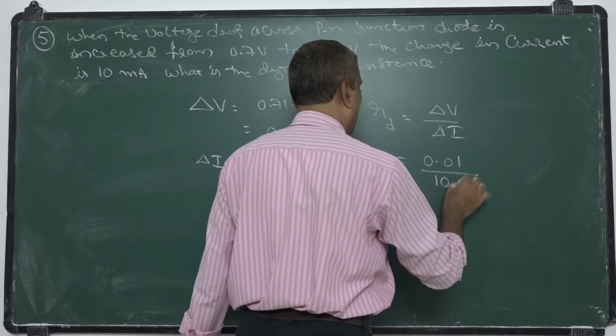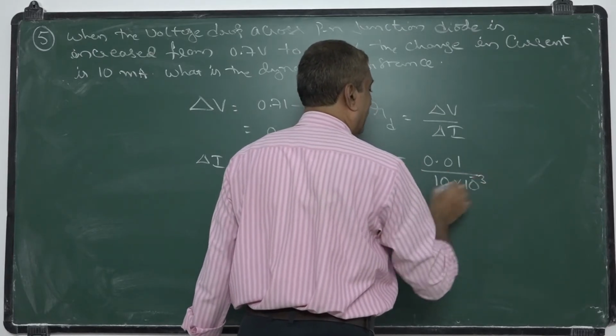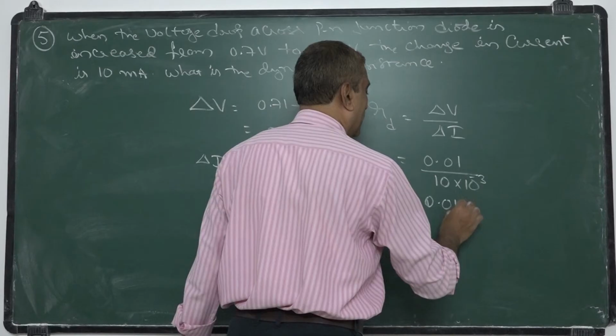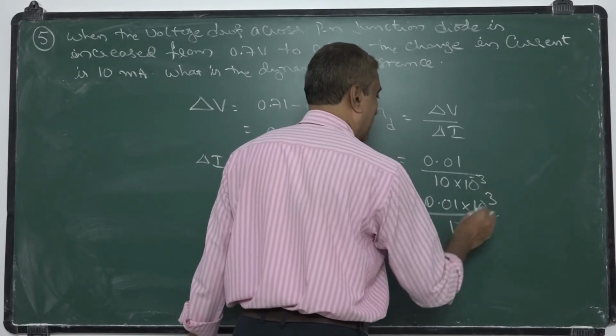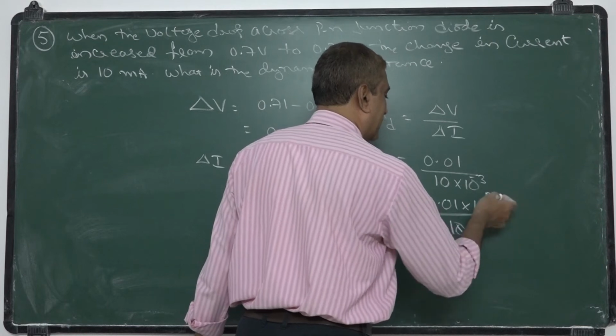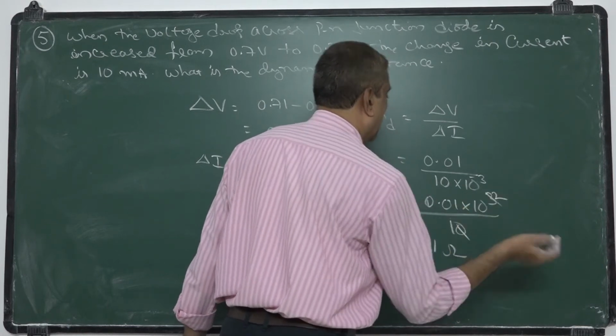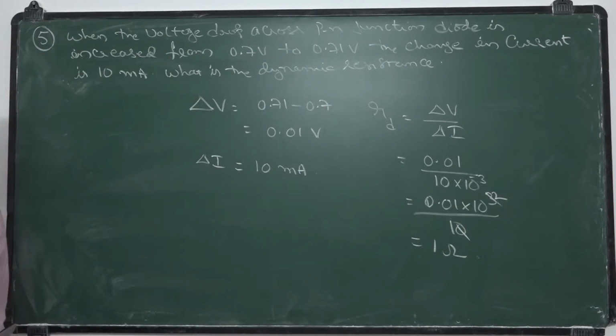So the dynamic resistance RD is equal to delta V by delta I, that is 0.01 divided by 10 milliampere, that is 10 into 10 power minus 3, that is 0.01 into 10 cube by 10. Cancel this out, it becomes 10 square, that means 1 ohm. So the dynamic resistance is 1 ohm. That's a simple one.